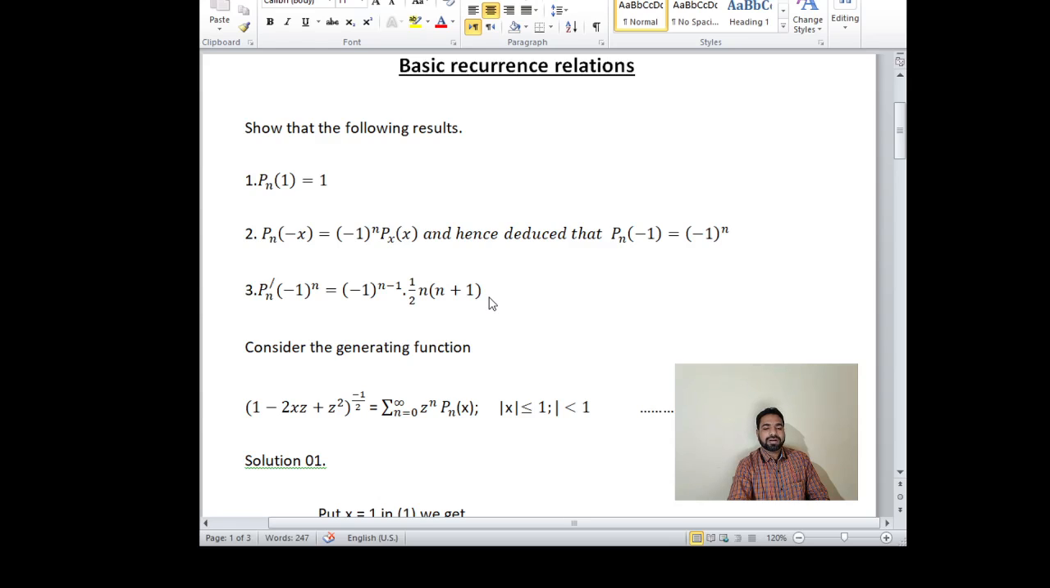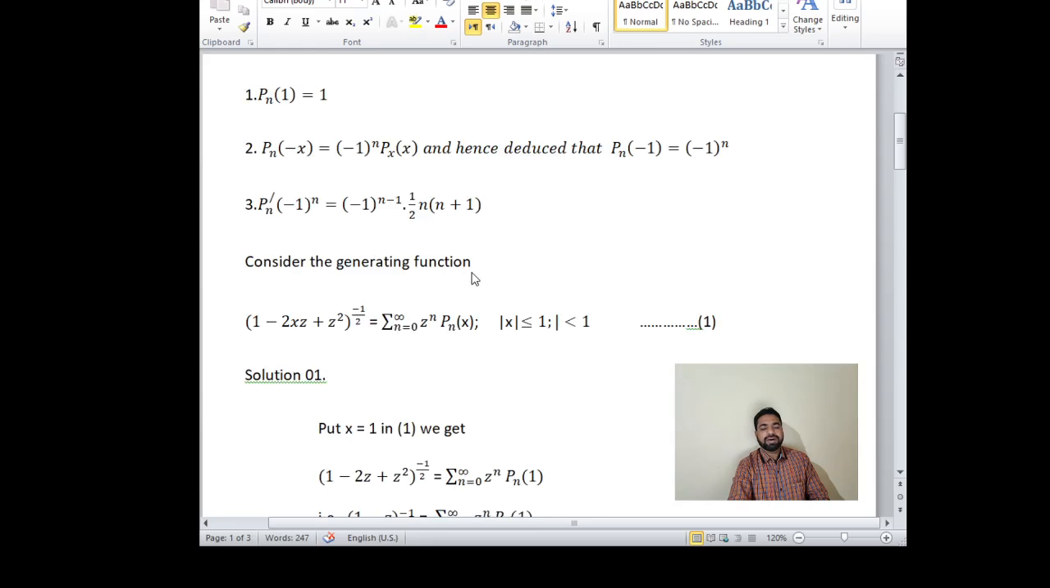So we start the solution of these problems. First we shall consider the generating function. So here the generating function is given as 1 minus 2xz plus z square whole raised to minus half equal to sigma n runs from 0 to infinity z raised to n Pn of x. Here mod x is less than or equal to 1 and mod z is less than 1. We call it equation 1.